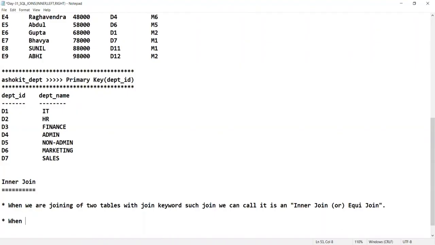When we want to join two tables, definitely we require a common column between the two tables, right or not? Come on, guys.